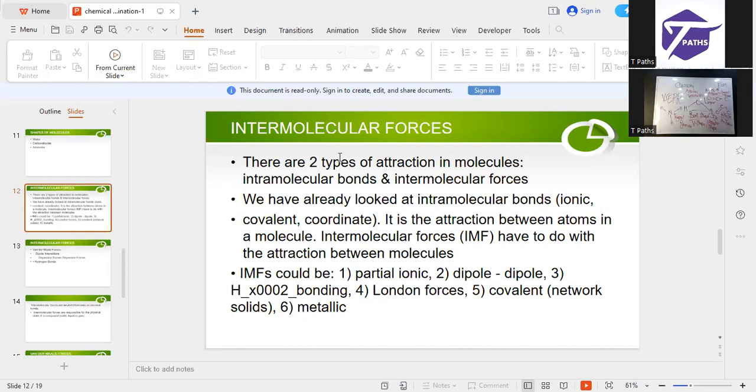You can see clearly there, we have looked at the intramolecular bonds already, earlier today: ionic, covalent, dative. Intramolecular bonding involves the bonding between atoms in a molecule. Bonding between molecules is called intermolecular bonding, IMF. Very, very popular thing in the exam. We don't joke with things like this. So you need to know about IMF very, very well.